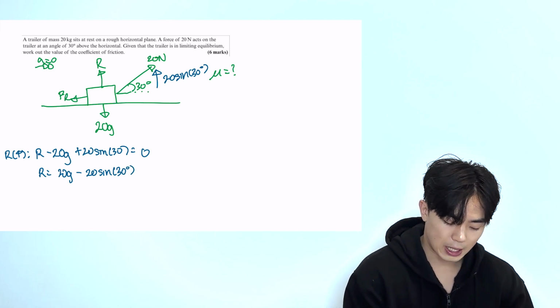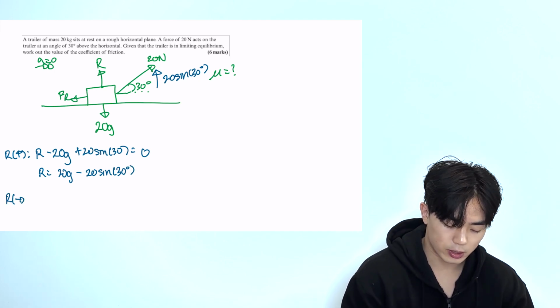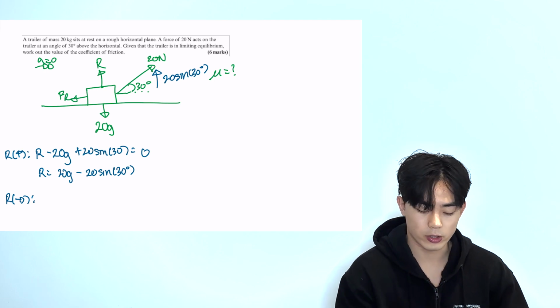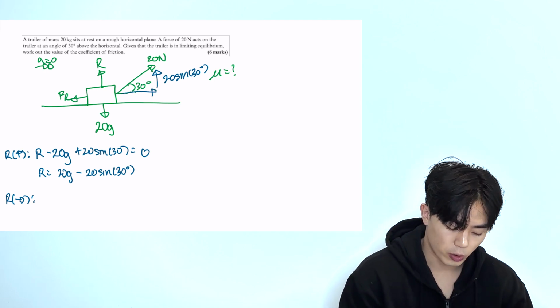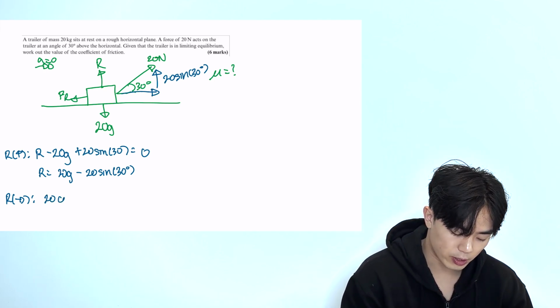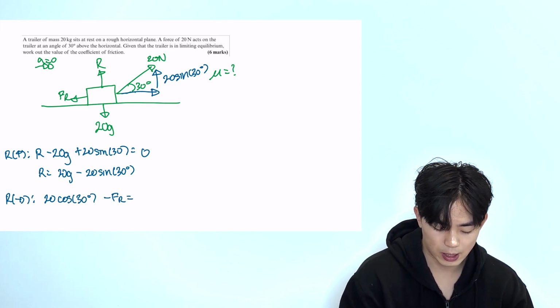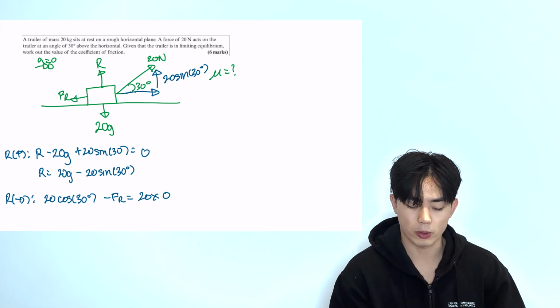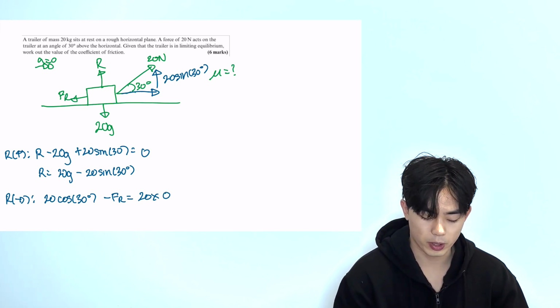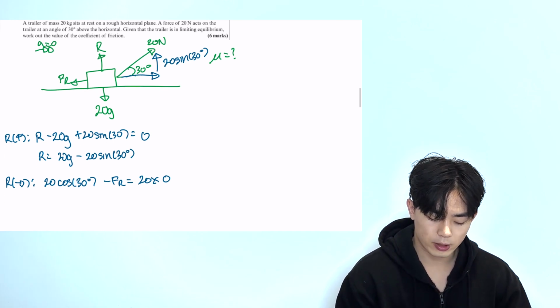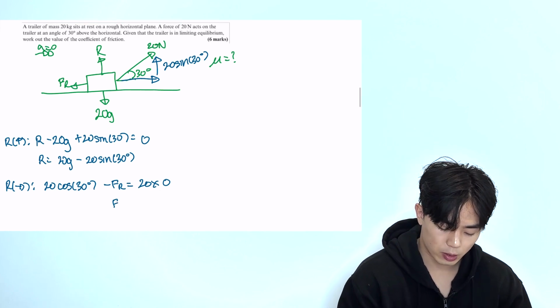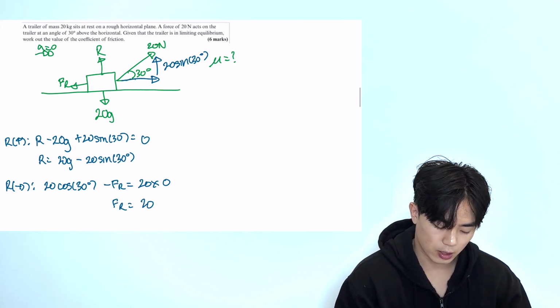Right, now let's resolve horizontally. So we've got the component of the force 20 acting horizontally with this component here, right? Which would be 20 cos 30 degrees. And then we have the minus friction, and that's equal to mass 20 times acceleration, which is 0 because it's in limiting equilibrium. Right, in order to find this, friction will therefore be 20 cos 30 degrees.